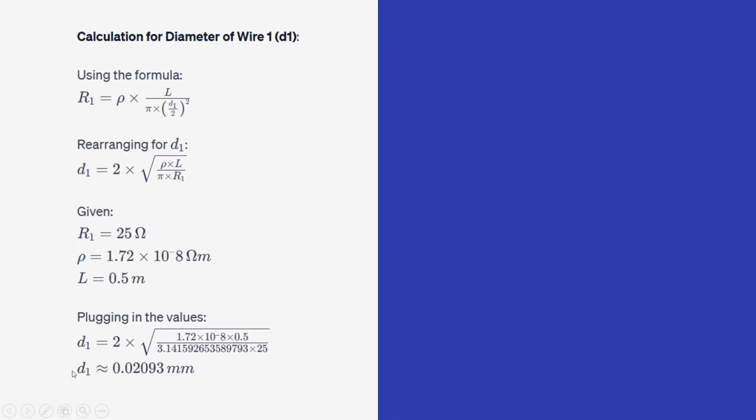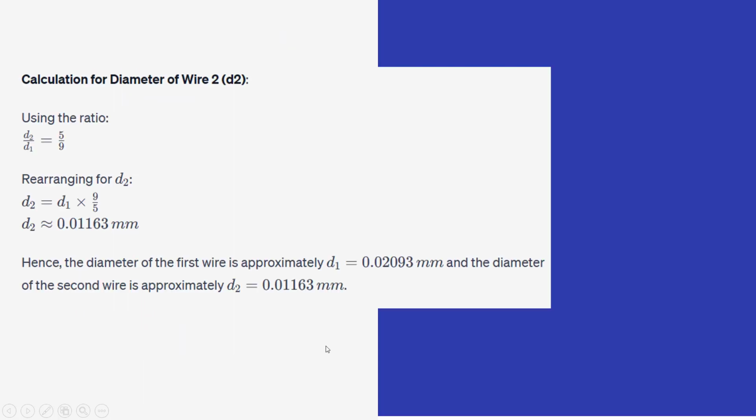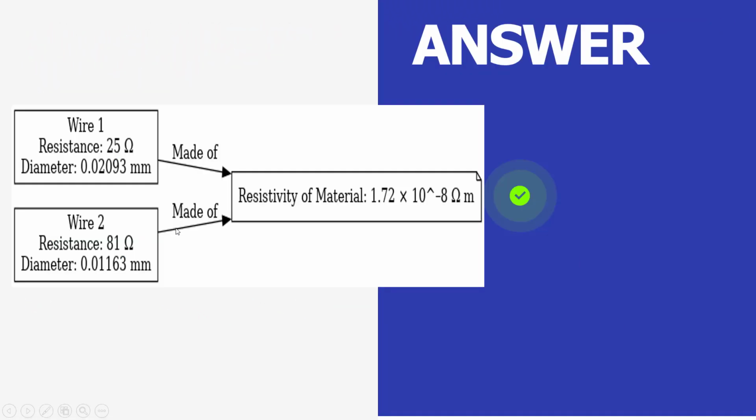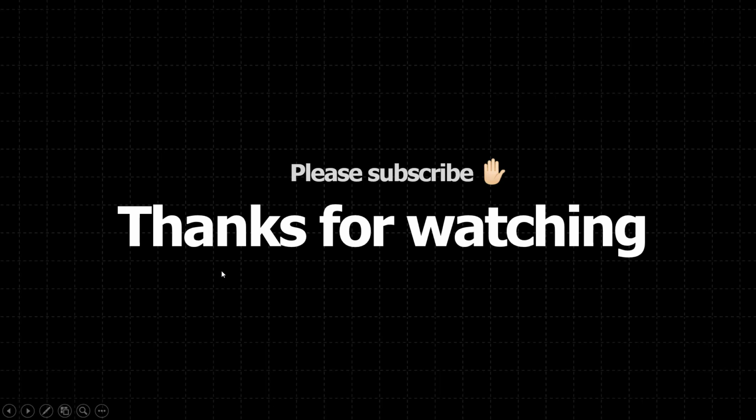0.02093 mm. Okay, we will get the value of D1. Next, we know the ratio D2 divided by D1 equals 5 by 9. Just put the value of D1, we will get D2 equals 0.01163 mm. So, therefore, the answer is the diameter of wire 1 is 0.02093 mm. The diameter of wire 2 we will get 0.01163 mm. Okay, thanks for watching my YouTube channel.